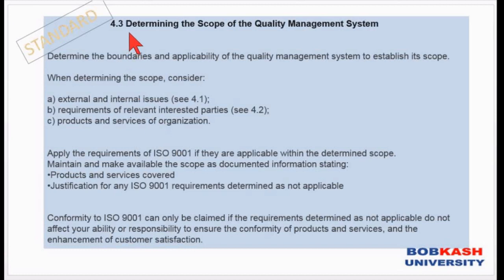Let's go to 4.3. 4.3 is about the scope of the quality management system. What is scope? Scope means what is covered in my quality management system and what is not covered in my quality management system. So this is the language from the standard. It says the organization must determine the boundaries. That means what is covered in the QMS, quality management system, and what is not covered in the quality management system. Determine the boundaries and the applicability of the quality management system to establish its scope.